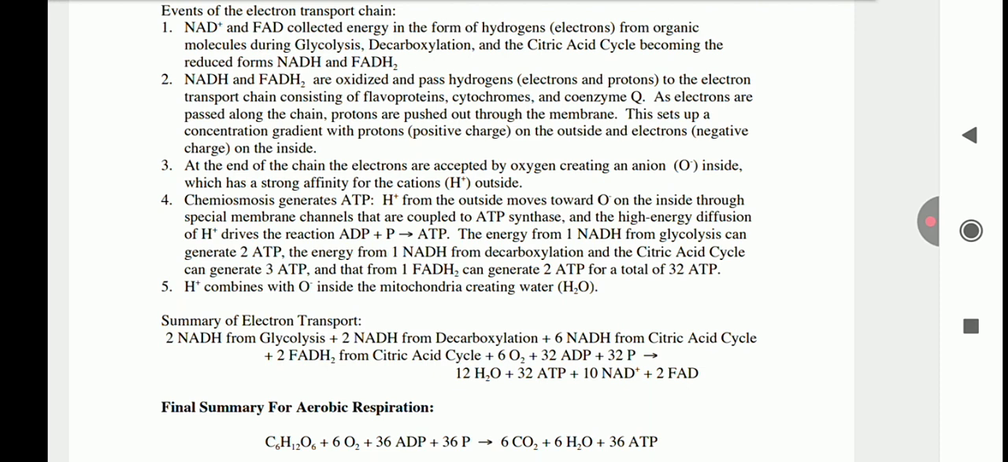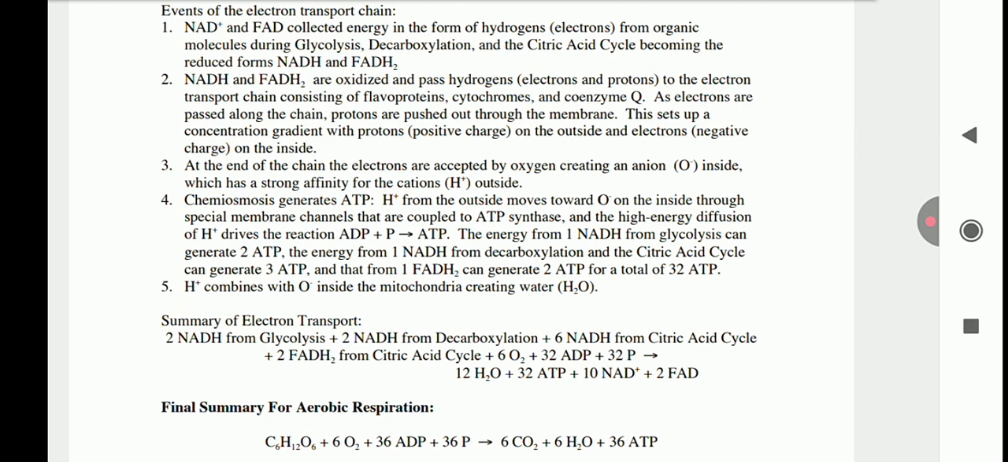At the end of the chain, the electrons are accepted by oxygen, creating an anion inside, which has a strong affinity for the cations outside. Chemiosmosis generates ATP as H positive ions from the outside move toward the oxygen on the inside through special membrane channels that are coupled to ATP synthase, and the high-energy diffusion of H positive drives the reaction ADP plus P equals ATP.